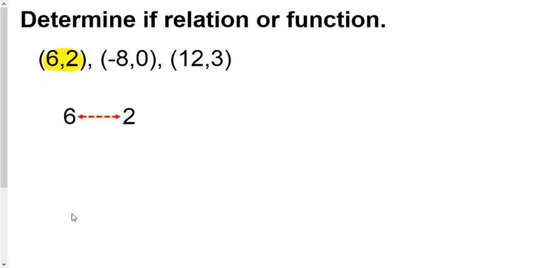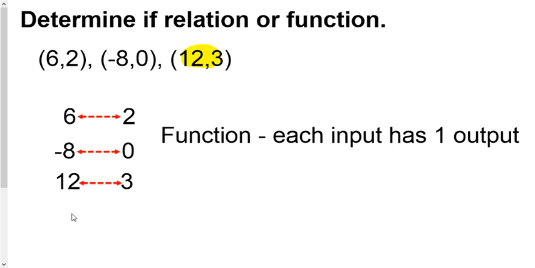The 6 is paired up with the 2. The negative 8 is a new input, so we get its own level there. Negative 8 is paired up to the 0. Same thing with the 12. It's not been given to us before for an x, so it's paired up to the 3. That makes it a function. Each input has one output.